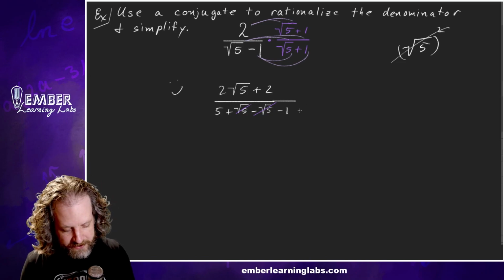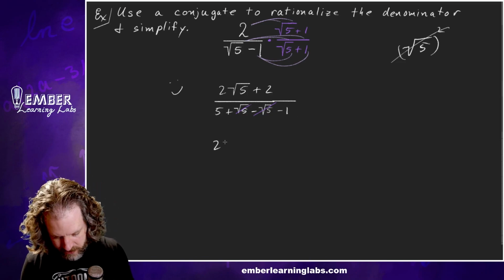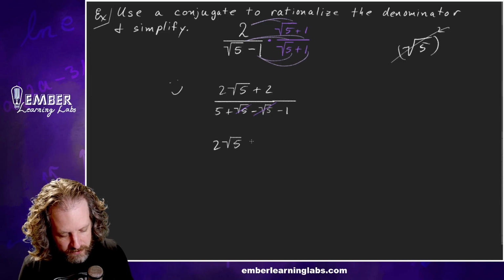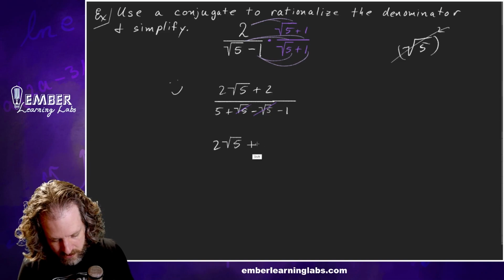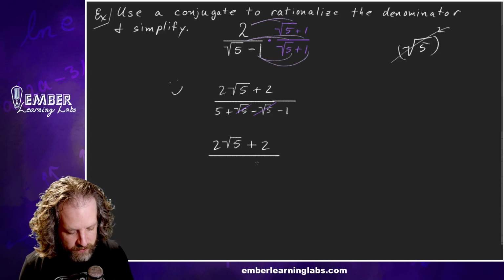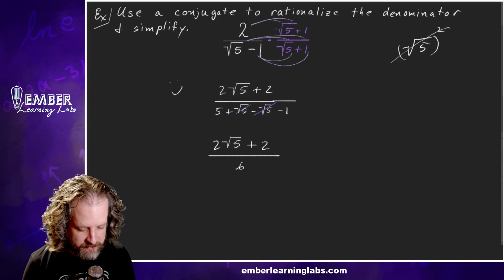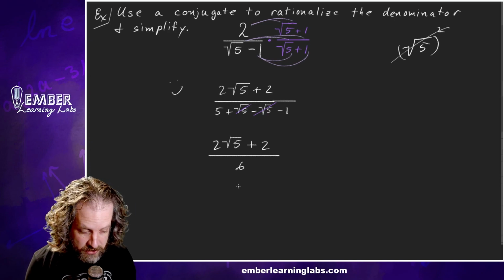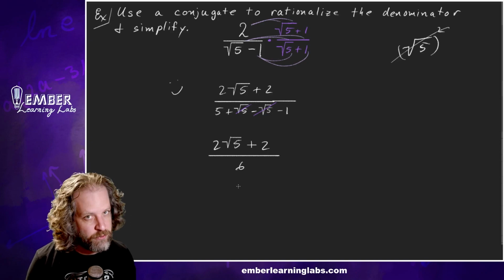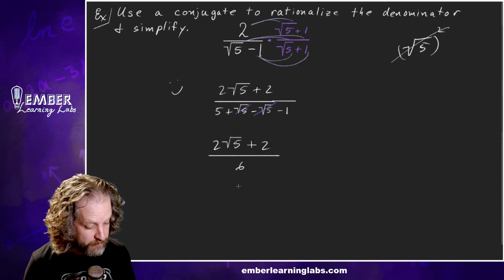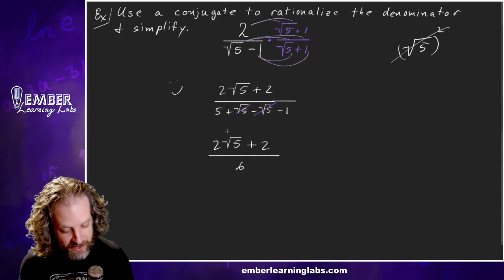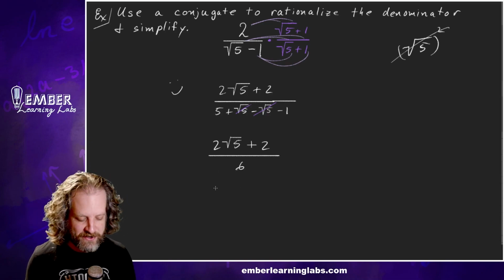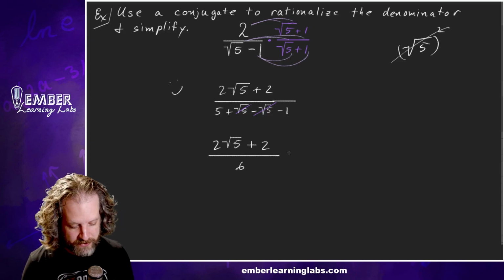And so the top, nothing can happen to it, because it's as simple as it goes. 2 times the square root of 5 plus 2 over, and then 5 minus 1 is 6. There's one more thing we can do. We're not quite finished. Did you see it? Did you see it yet? You probably did, because we've been doing this with polynomials a lot. Every single one of these terms is divisible by 2, so we can factor 2 out, and we can reduce the whole thing by 2.